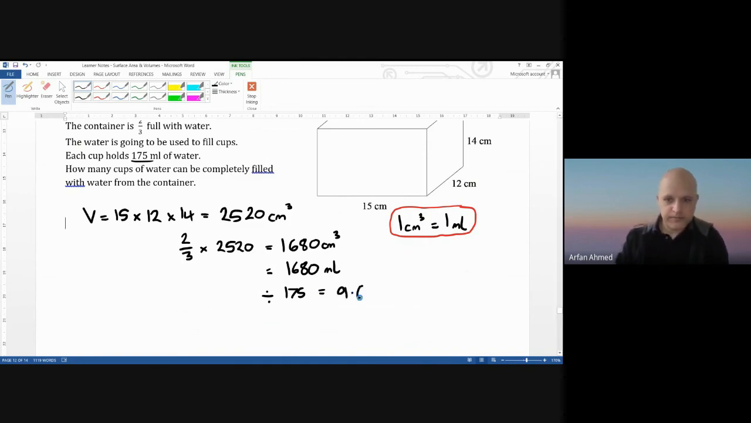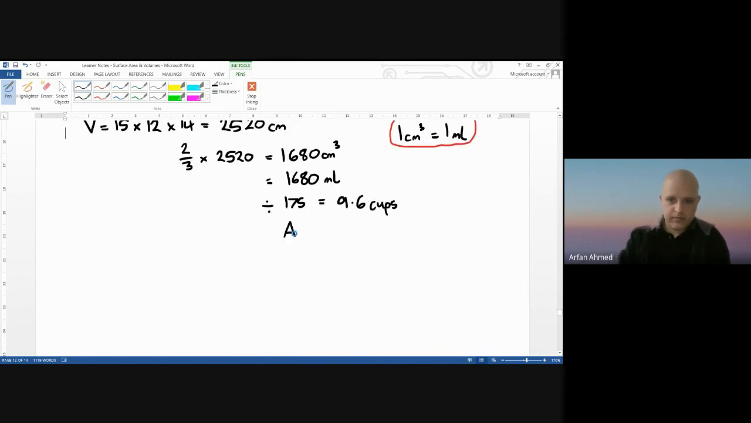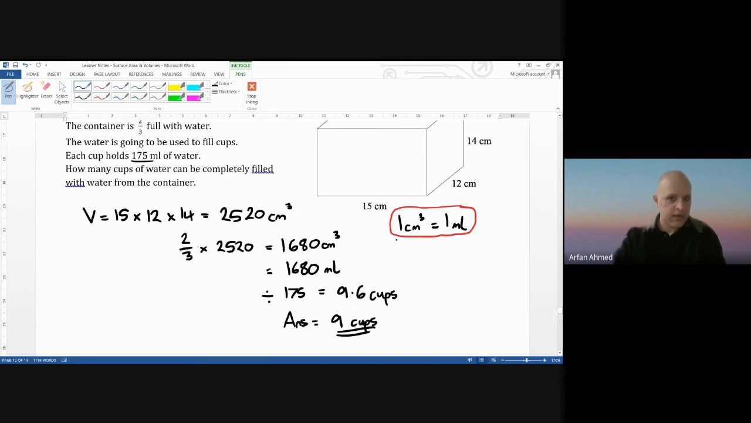9.6. That's going to be cups. How many cups of water can be completely filled with water? So 9 and a bit. So definitely 9 cups is my final answer, because I can't fill 10 cups.